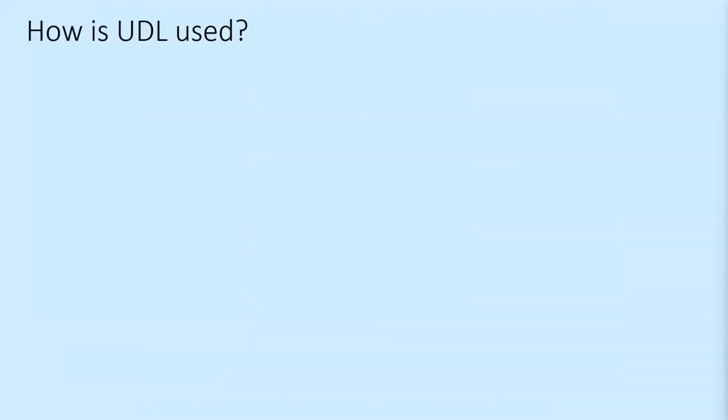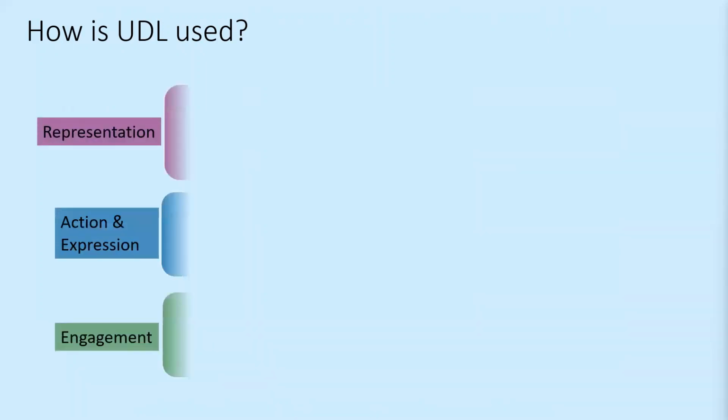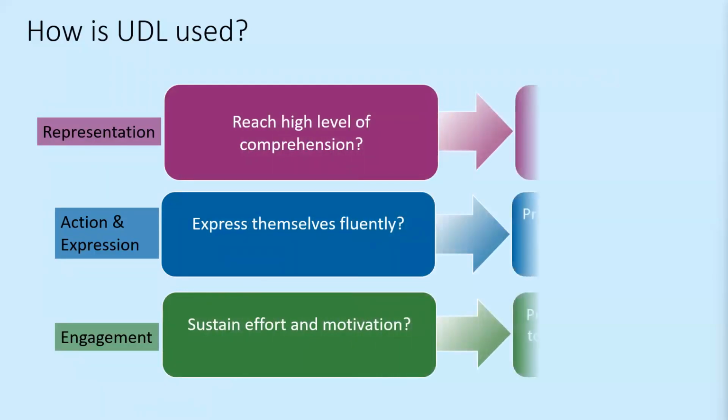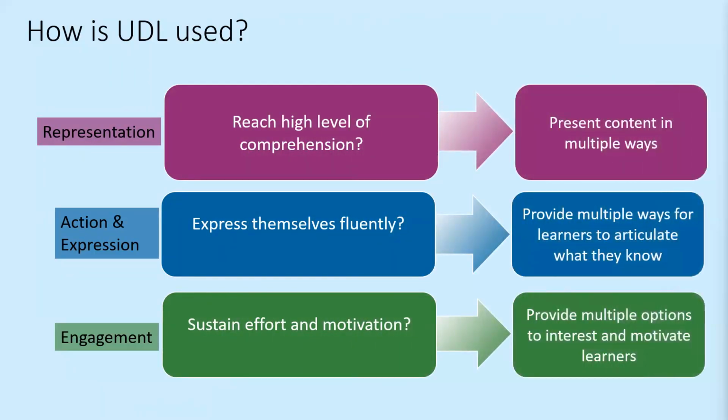You might be wondering what variety and flexibility look like when it comes to an online class. Considering each of the three networks, here are some general questions that can be used to assess materials and some general suggestions on how to apply UDL to course materials. The main theme here is to focus on providing multiple ways for learners to utilize their unique learning networks. Now, let's look at some tangible UDL examples for each of these three networks that can be readily incorporated into an online class.